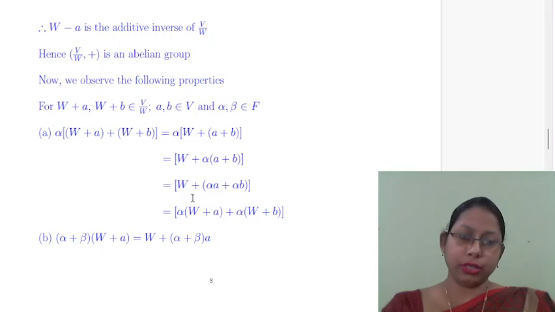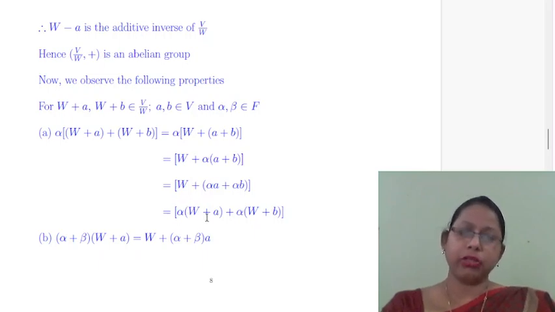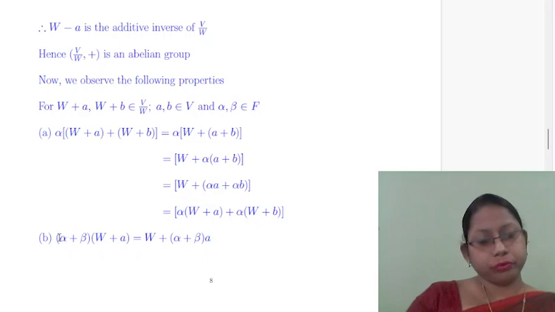Then again using vector addition, there will be one more step here: (W + alpha A) + (W + alpha B). In the next step, we can use the scalar multiplication in V/W, and we can write this as alpha(W + A) + alpha(W + B).